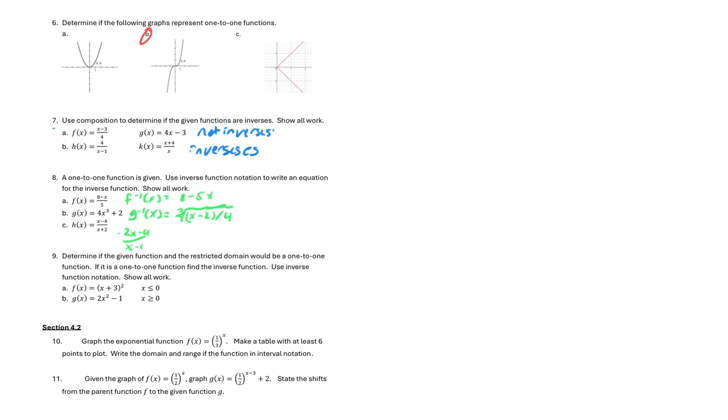Determine if the function in the restricted domain would be a one-to-one function. If it is one-to-one, find the inverse function, use inverse function notation, show all work. So we can start by graphing that. So here at -3, it's a parabola, and then once we hit x equals 0. So we can see that it indeed passes the vertical line test, but it does not pass the horizontal line test, so it is not one-to-one.